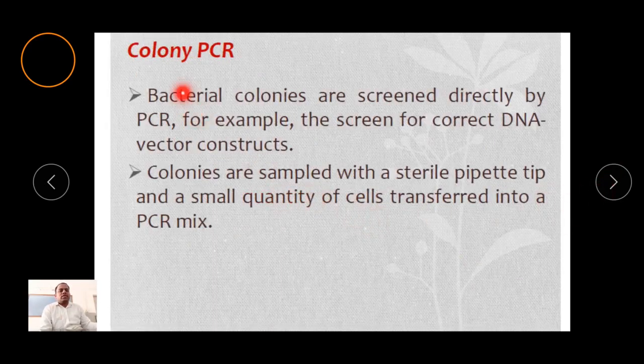The last one is colony PCR. Here bacterial colonies are directly screened by PCR. For example, the correctness of a DNA vector construct can be screened directly. The colonies are sampled with a sterile pipette into a small quantity of cells and transferred into the PCR mix. The PCR mix already has a buffer which denatures the cell wall or membrane of the bacteria, and it reveals the DNA inside it, and the DNA directly binds to the PCR mix and the PCR proceeds in this manner.